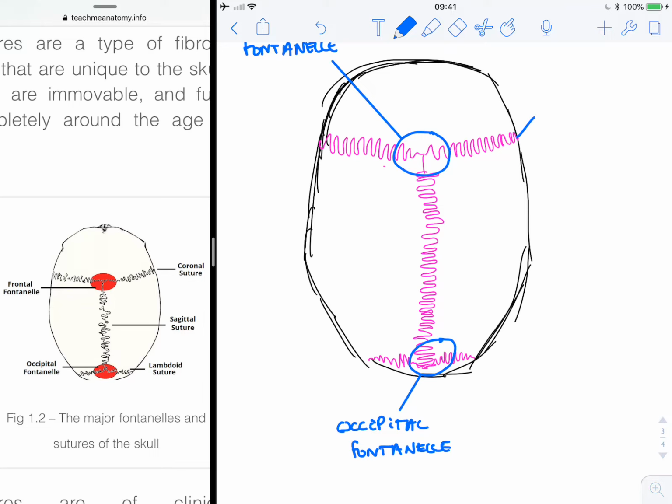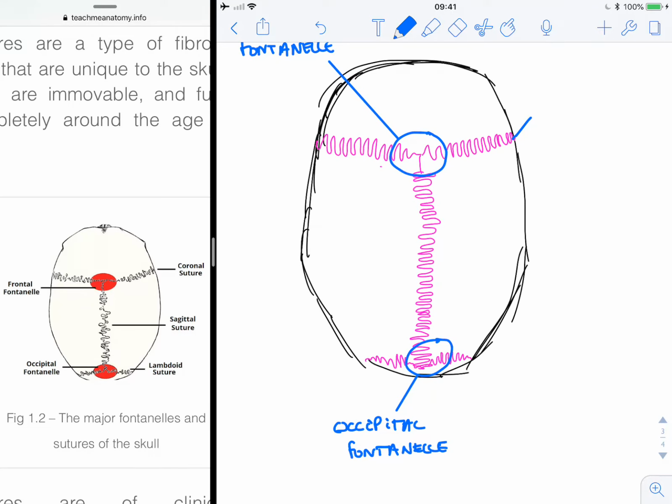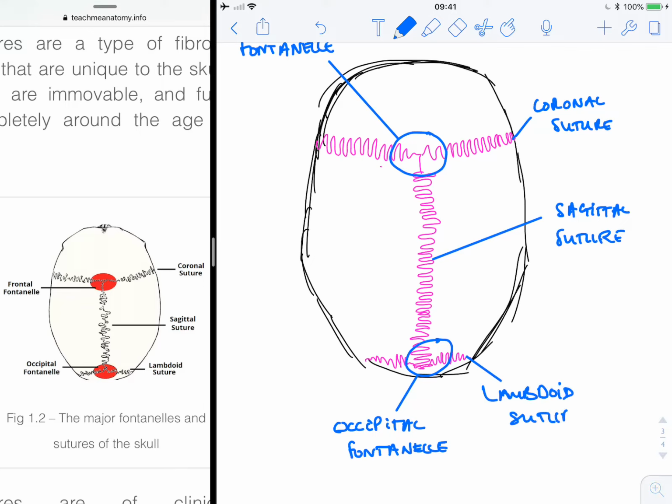This is the coronal suture. This is the sagittal suture, and this is the lambdoid suture.